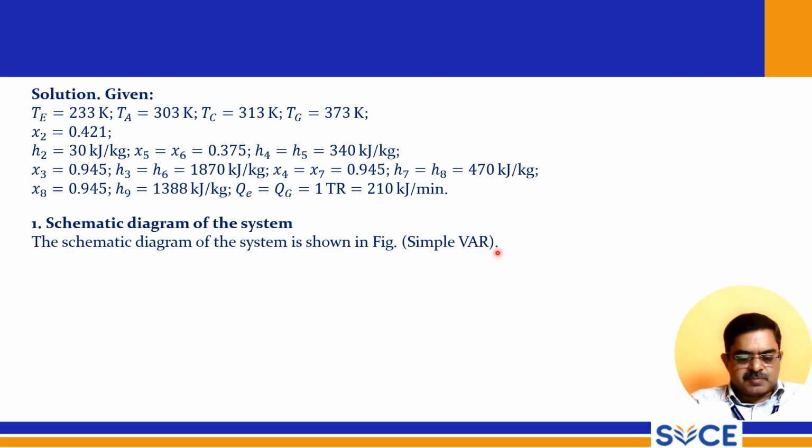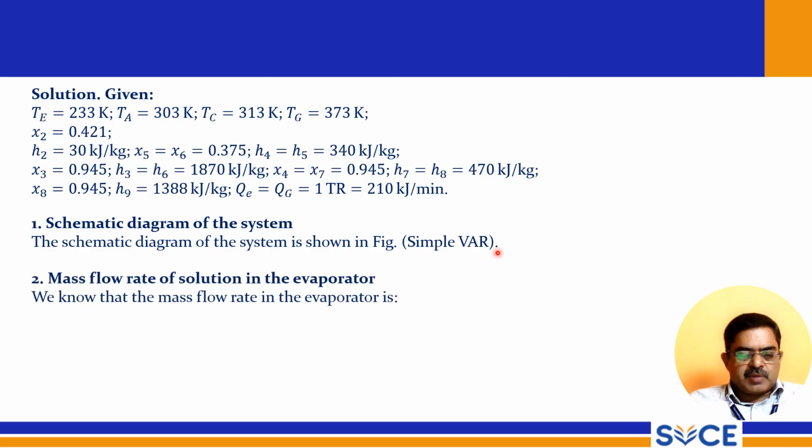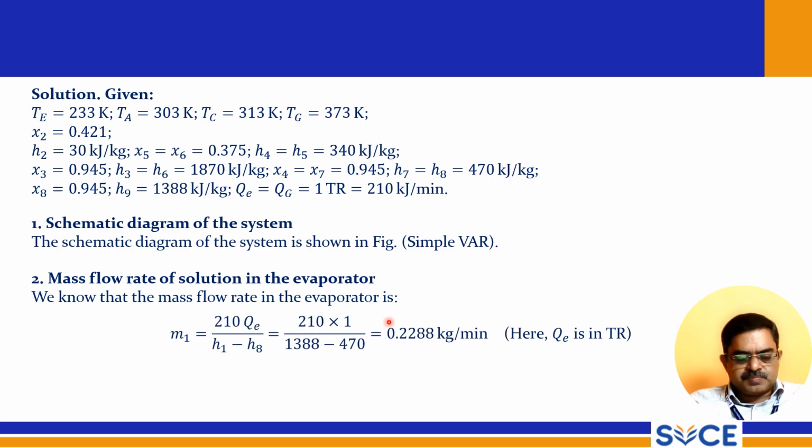So the first step is over, and the second step is the mass flow rate of solution in the evaporator. We know that the mass flow rate in the evaporator is M1 equals 210 QE divided by H1 minus H8, that is equal to 210 into 1 divided by 1388 minus 470. So this comes to around 0.2288 kg per minute.